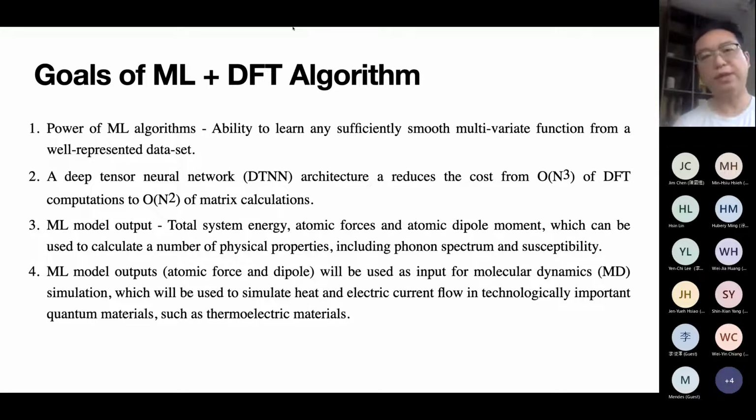These will be very important because the final stage of our workflow is to feed these atomic force and dipole outputs from the machine learning model or DFT calculations into molecular dynamics simulation, which we will then use to simulate heat and electric transport in various quantum materials that are of great technological importance, such as thermoelectric materials, piezoelectric materials, and also maybe batteries. That's the main motivation as well as the main goal of our work.